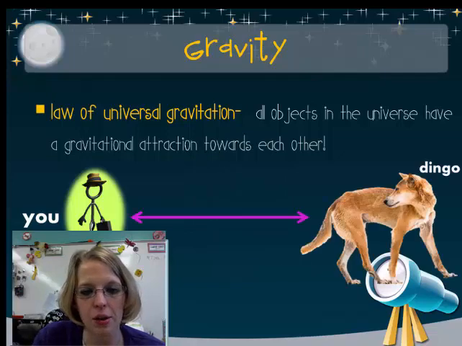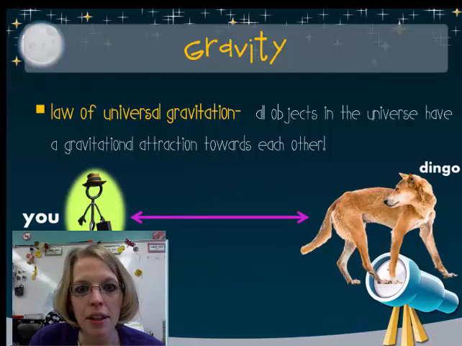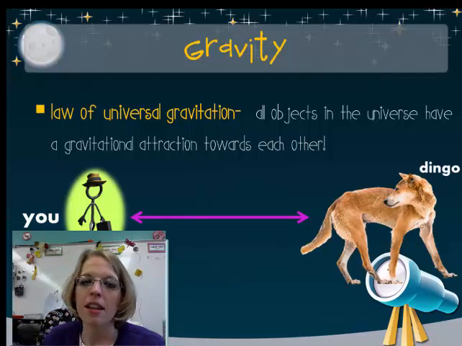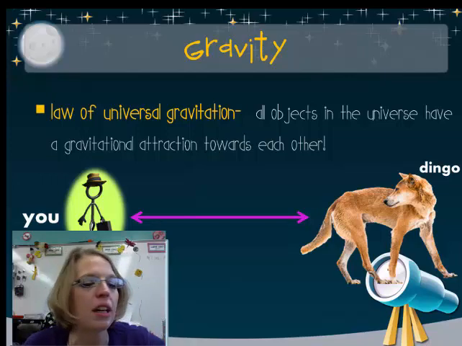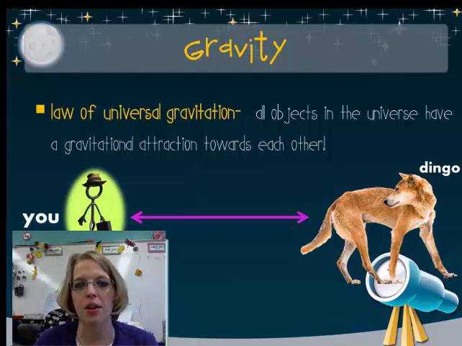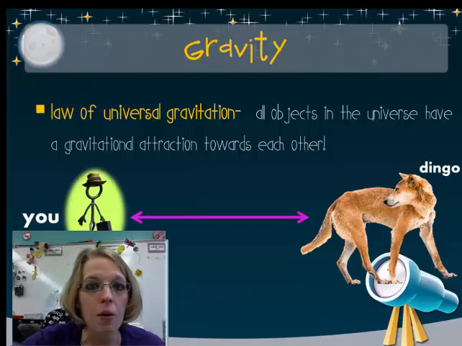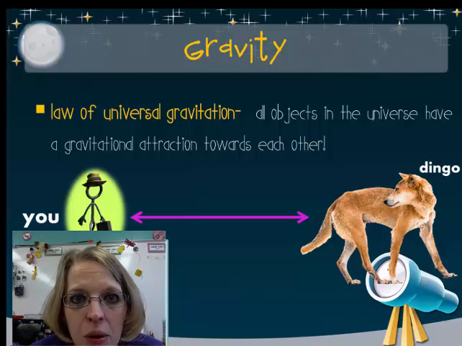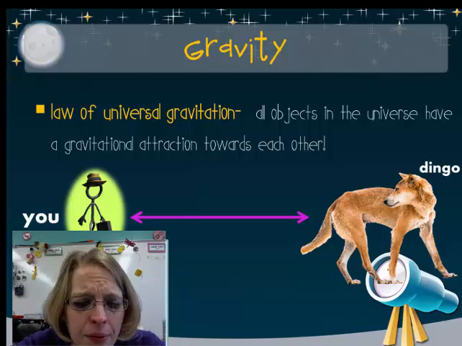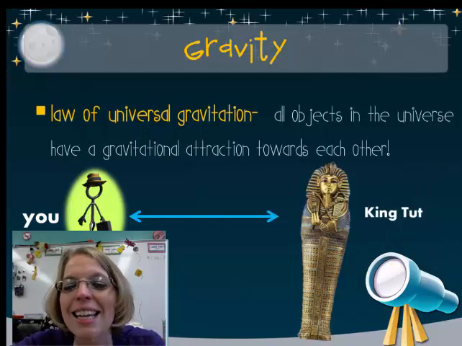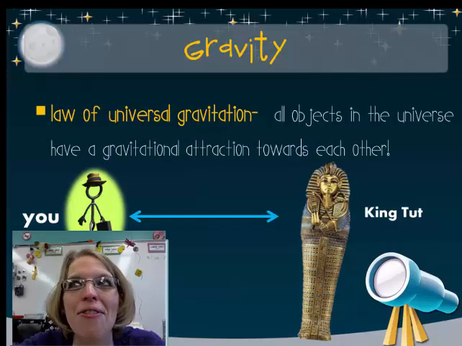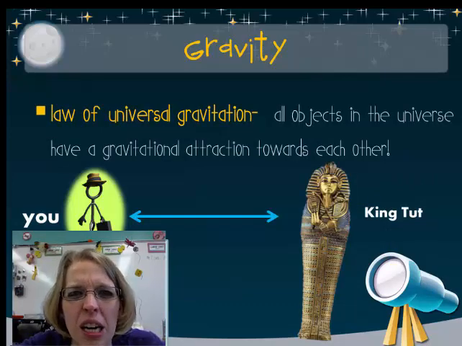What else are you attracted to? Oh, a dingo! The dingo in Australia. There's a few dingoes out there. They're kind of a wild dog. But you are attracted to a dingo. Do you go flying out towards a dingo? No, I don't think so. We don't go to the down under. You're attracted to King Tut. But you don't go flying off to Egypt or wherever King Tut's body is at. Is it in a museum?